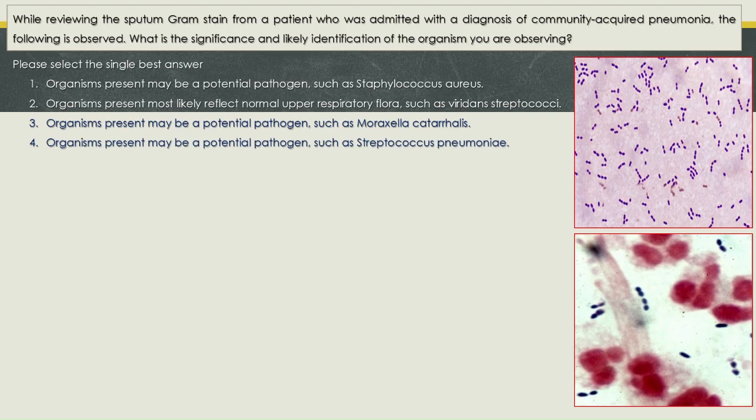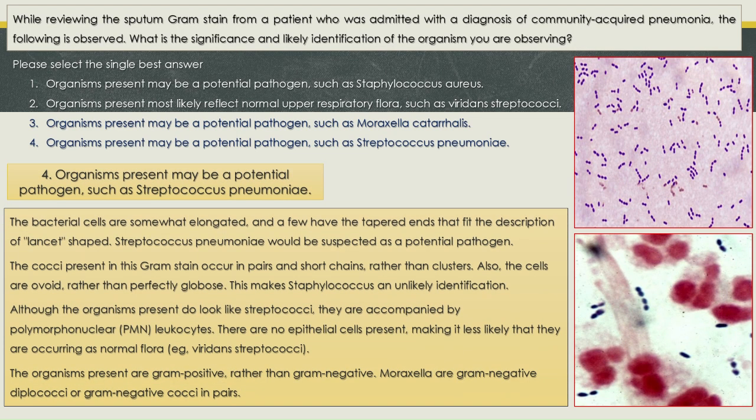The bacterial cells are somewhat elongated, and a few have the tapered ends that fit the description of lancet-shaped. Streptococcus pneumoniae would be suspected as a potential pathogen. The cocci present in this gram stain occur in pairs and short chains, rather than clusters. Also, the cells are ovoid, rather than perfectly globose. This makes Staphylococcus an unlikely identification.